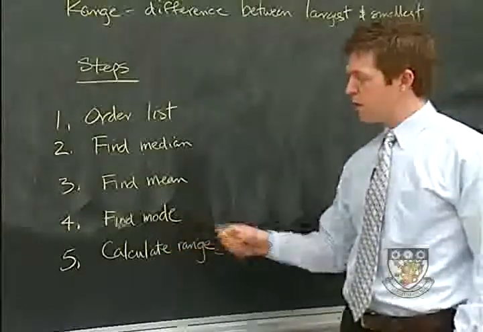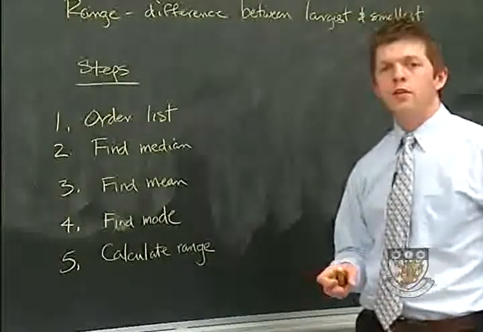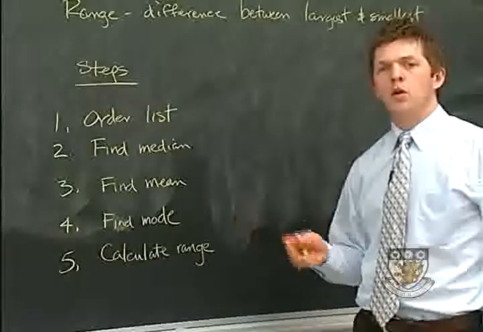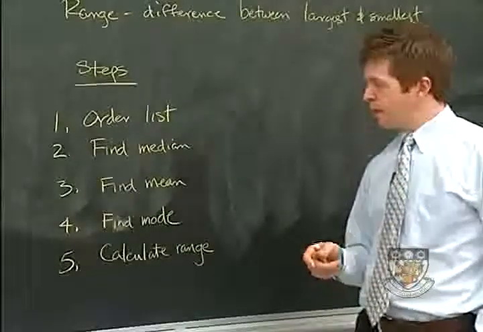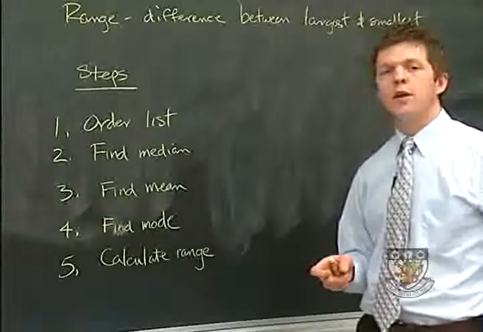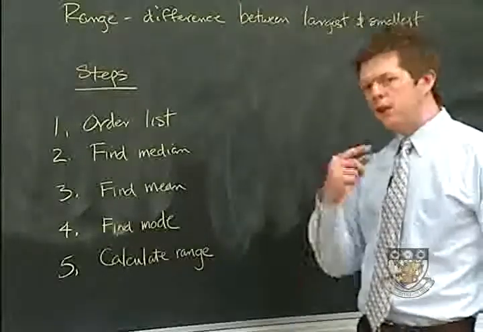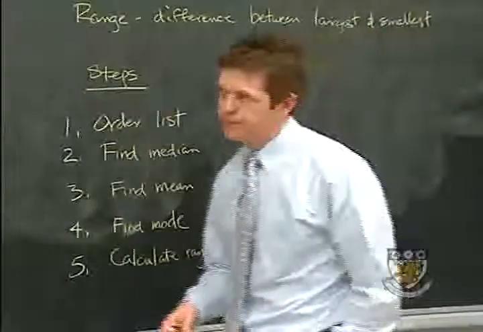Getting back to mode for a second, if there is no number that appears more than once, then the answer is no mode, and that's possible. With the median, sometimes there's a number as your median that did not even appear on your list, and I'll show you what that means over here.